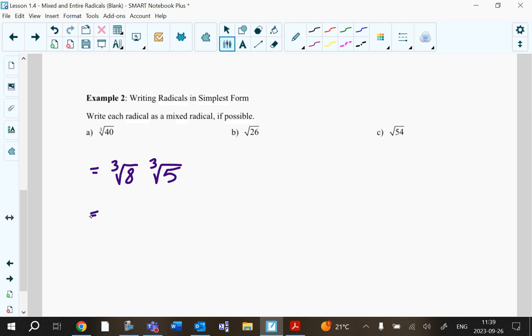Ela, you all right? 2. Yes. 2 and 5. Yes. 2 cube root 5. Good job. Ayla, next one. Give me a minute, she says.